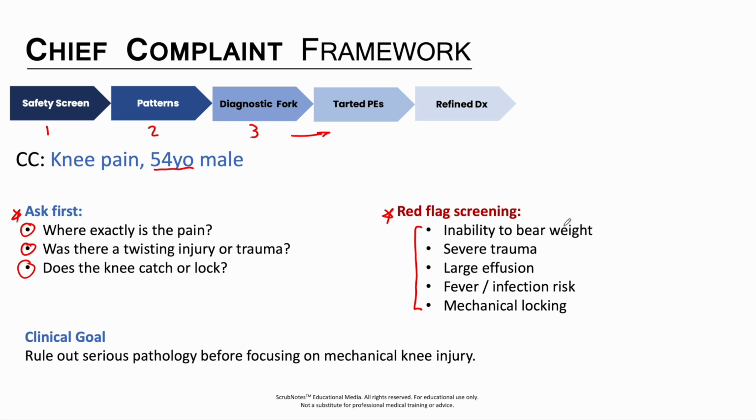Things like inability to bear weight, severe trauma, large joint effusion, fever or infection risk, and true mechanical locking. These findings may suggest more serious pathology like fracture, septic arthritis, or major ligament injury. So before anything else, we want to make sure there are no dangerous causes of knee pain.